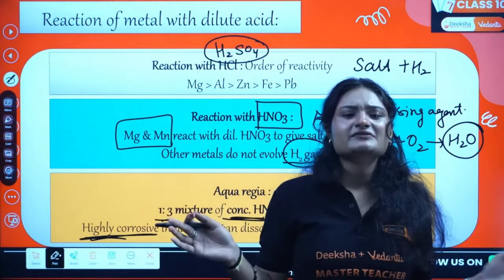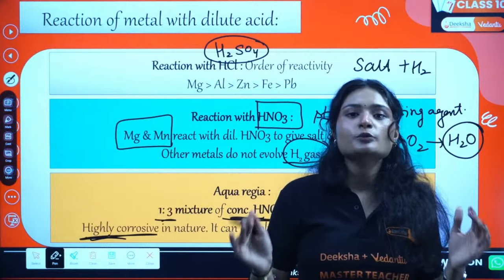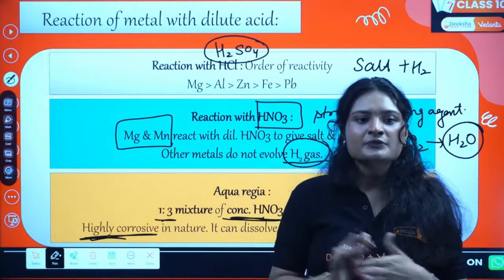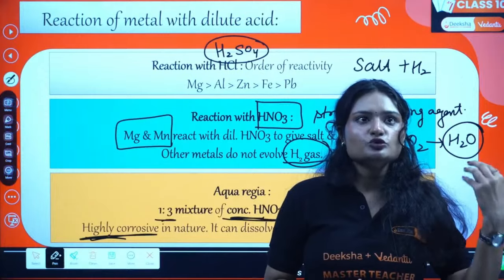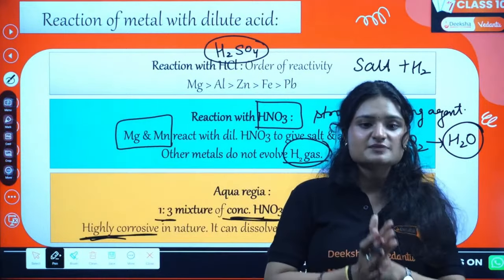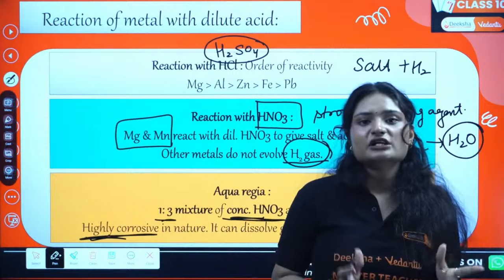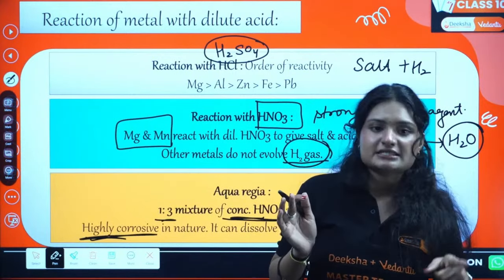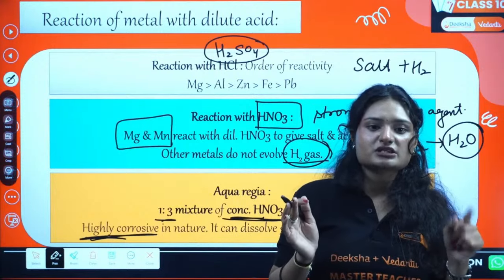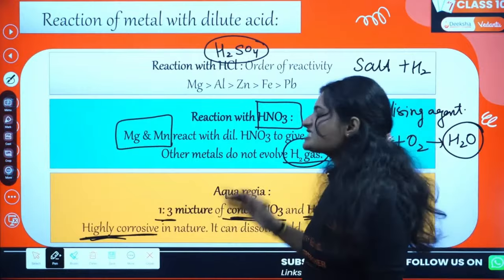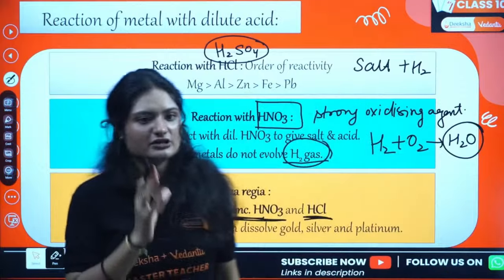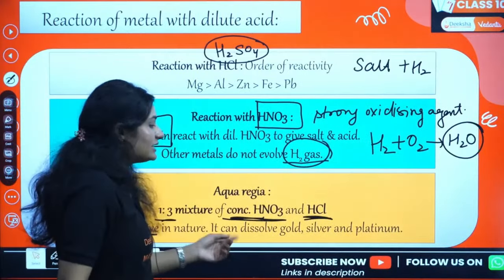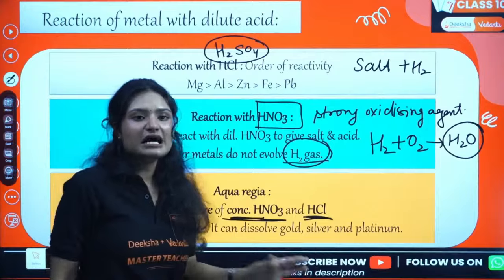Why? Because they are not reactive at all. They are noble metals. Okay. So, as you want them to dissolve, you want them to react, we make this mixture called aqua regia. Aqua regia is a 1:3 mixture of concentrated HNO3 and concentrated HCl, concentrated nitric acid and concentrated hydrochloric acid. And it is a very corrosive and fuming liquid, and it is able to dissolve gold, silver and platinum.